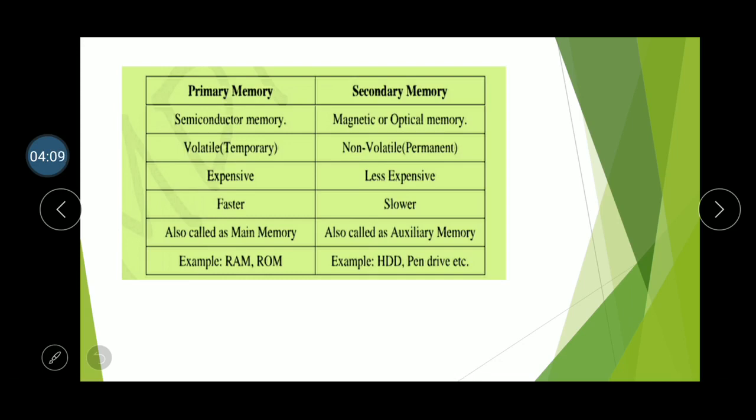Primary memory is expensive. Secondary memory is less expensive. Primary memory is faster. Secondary memory is slower. Primary memory is also called main memory. Secondary memory is also called auxiliary memory. Examples for primary memory: RAM and ROM, and for secondary memory: HDD, pen drive, etc. So these are the differences between primary memory and secondary memory.